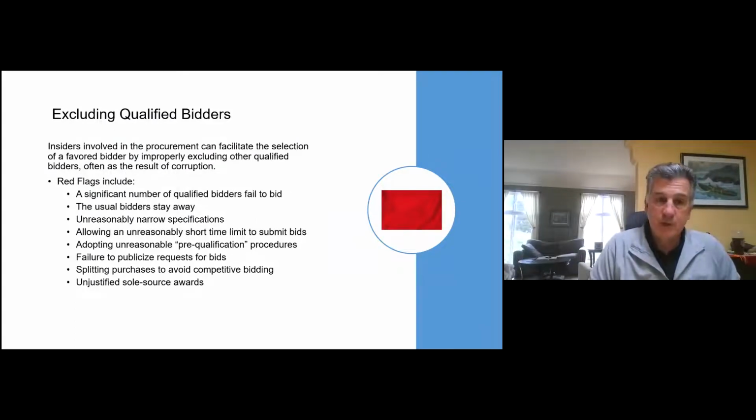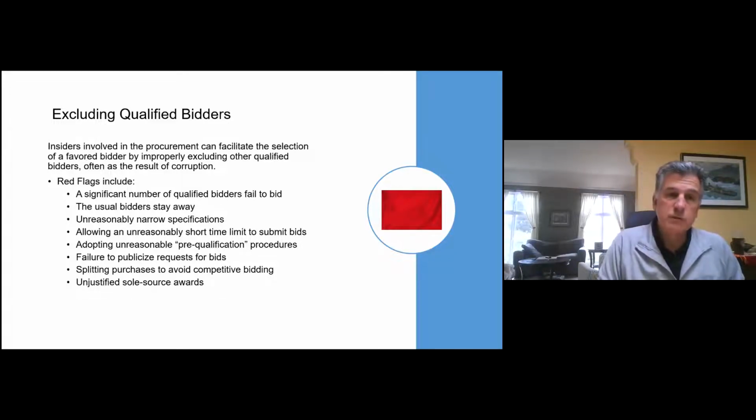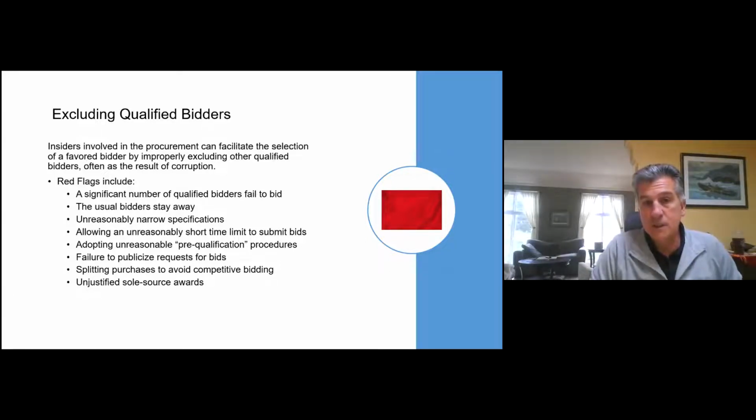Another type of fraud, or scheme, we want to talk about today is called the excluding of qualified bidders. This is where insiders involved within the procurement process can facilitate the selection of a favored bidder by improperly excluding other qualified bidders, most often as a result of some kind of internal corruption.